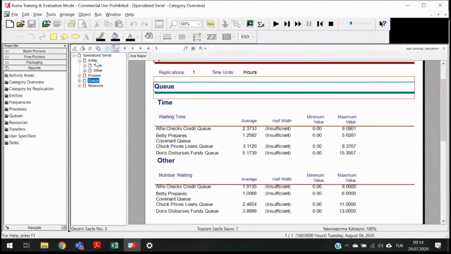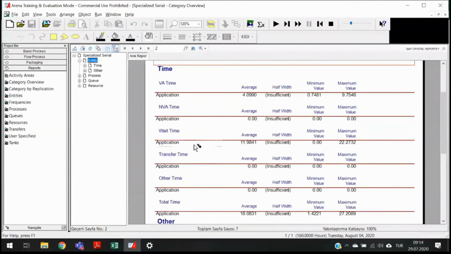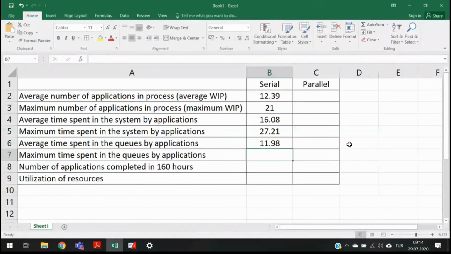Okay, so maximum time spent in the queues by applications. Again, if you check entity, an application here spends 22.27 hours in the queue at maximum. This is the longest waiting time in the queues.